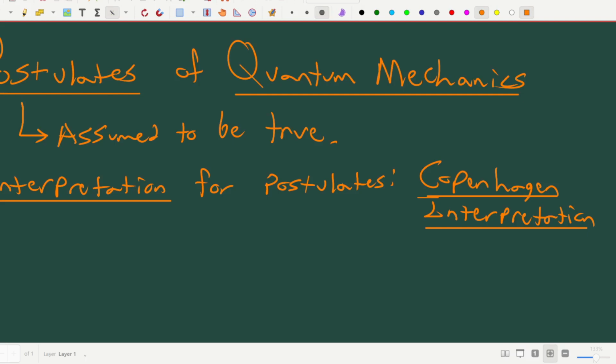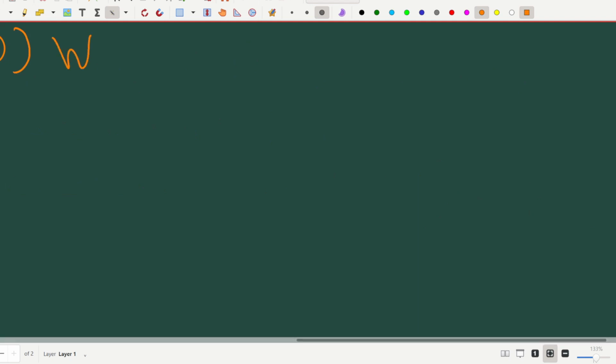Kind of start digging into this idea of the postulates. All right, so the first thing I want to talk about, it's not really a postulate so much, but it's an important property of matter, of all quantum mechanical objects. So I'm going to call it the zeroth postulate. It's not the first. But it's the idea of wave-particle duality.